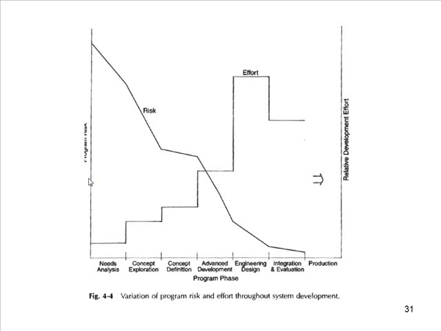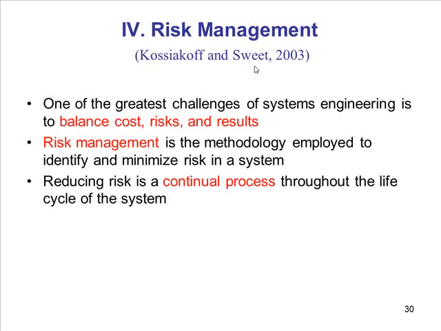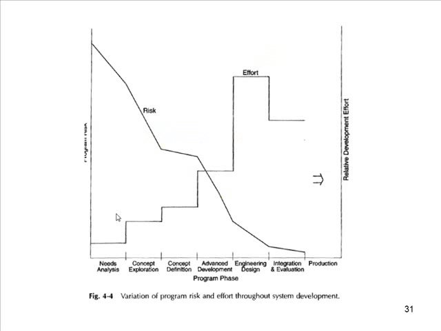This picture is taken from Kosiakoff and Sweet. This is based on practical experience, and it shows program risk. Program deals with a given project. This is how risk is going to vary. When you're doing the needs analysis, this is where you have the highest risk. So in the beginning, it's very important that you get your needs analysis right. If you start out on the wrong foot, you basically may end up on the wrong foot. So the beginning is very important here, needs analysis.